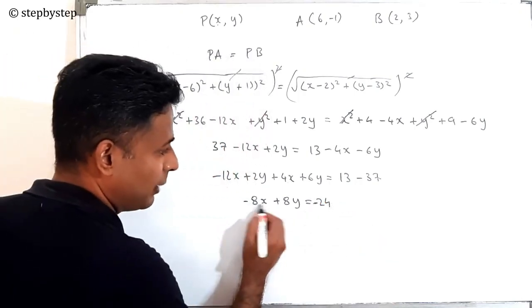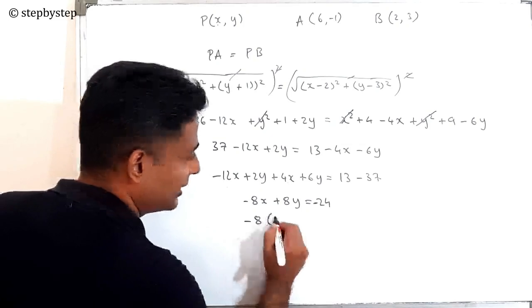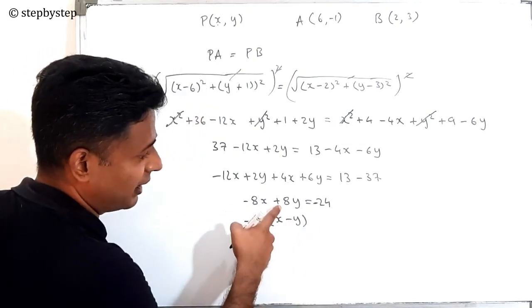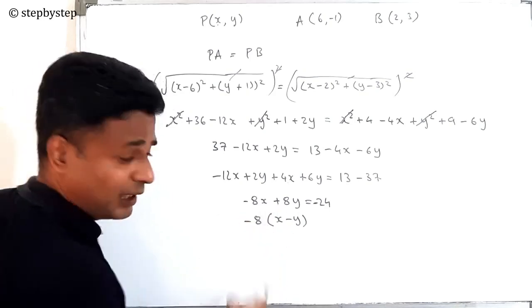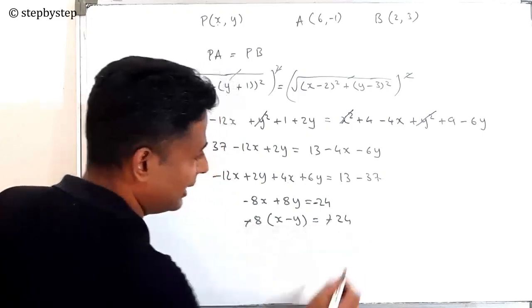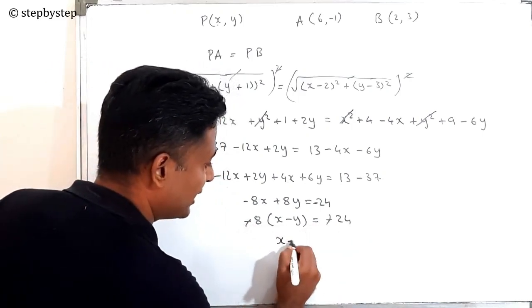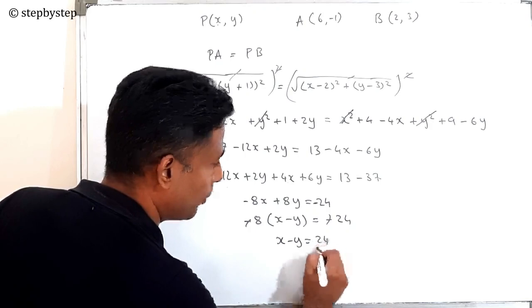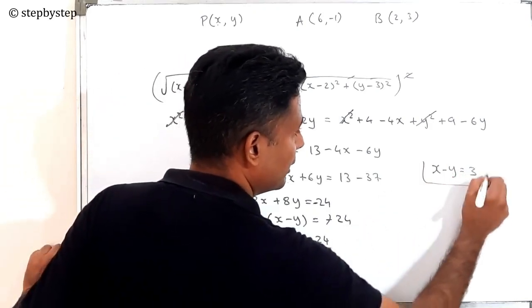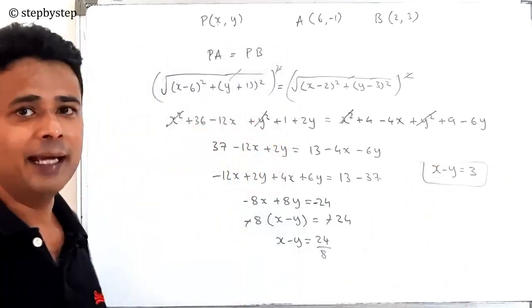So what I'll do is I'll take minus 8 common. If I take minus 8 common, I get x minus y will remain inside. Since I've taken the minus sign outside, the sign for the middle term will change, right? Equal to minus 24. So the minus minus sign cancels. We get x minus y equal to 24 by 8, which means x minus y equal to 3. So we got a relationship between x and y.